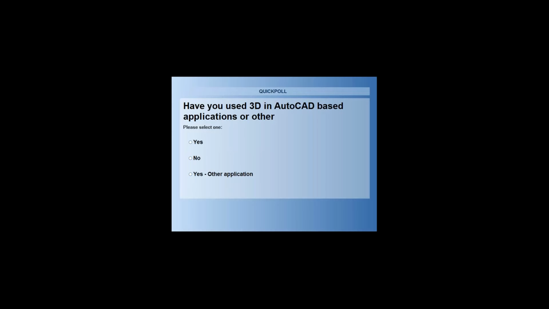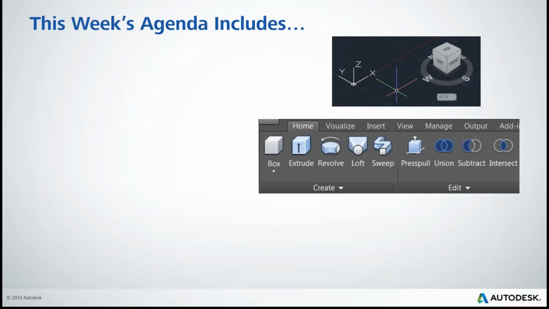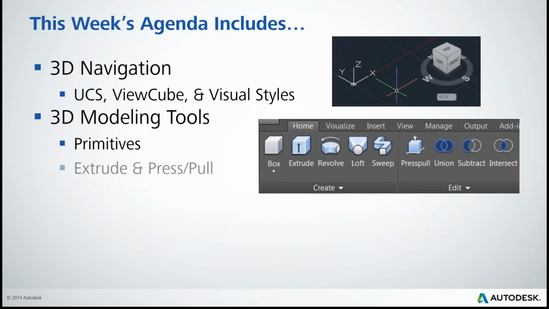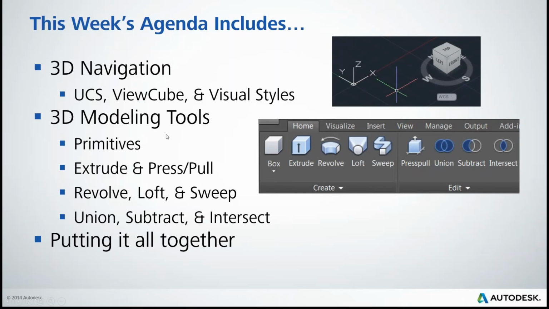All right, let's go ahead and take a look at today's agenda. We're going to begin with Victoria, showing us a little bit about 3D navigation in AutoCAD, working with the UCS, view cubes and the visual styles we have available. And then moving on to the 3D modeling tools, which include the primitives, extrude, press pull, all of these available on the ribbon here. Revolve, loft, and sweep, and of course union, subtract, and intersect. So quite a bit of stuff there.